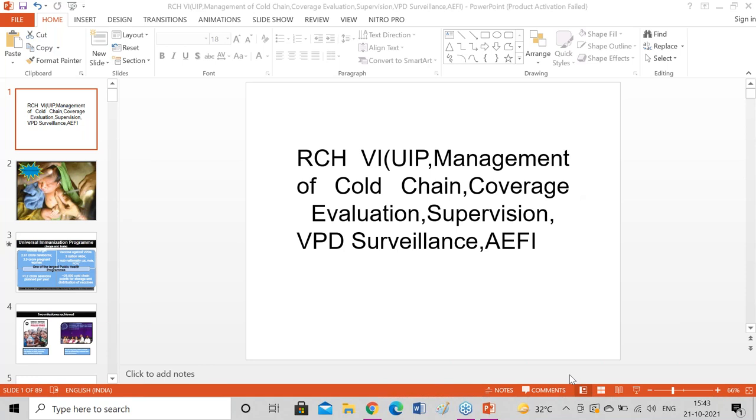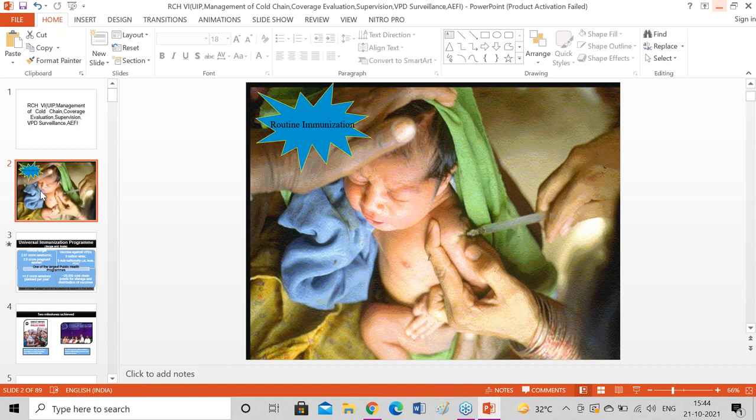Okay, so I hope this is a topic which you might have read about in a number of classes before, immunization and cold chain, so it can be a way of revision for you all. So we'll just take the topics one by one. So as you can see, this is about routine immunization. I'm not sure if you people have been to the health centers and have gotten a chance to actually practice giving vaccines. You will be in internship, you'll be getting a chance to practice immunization.